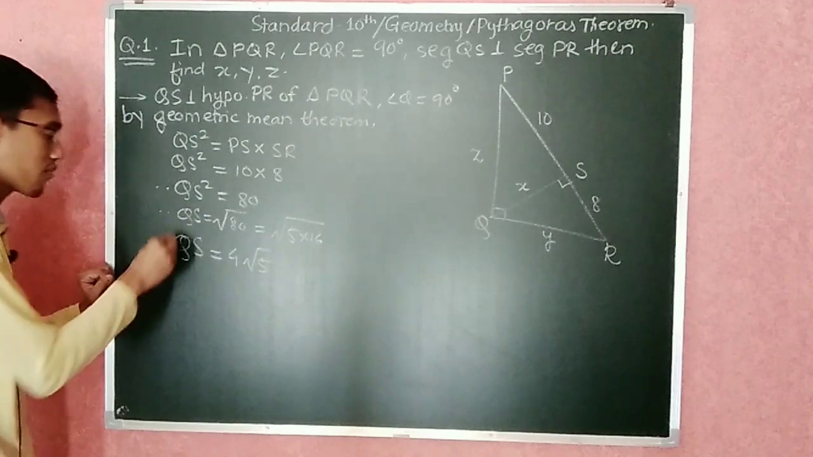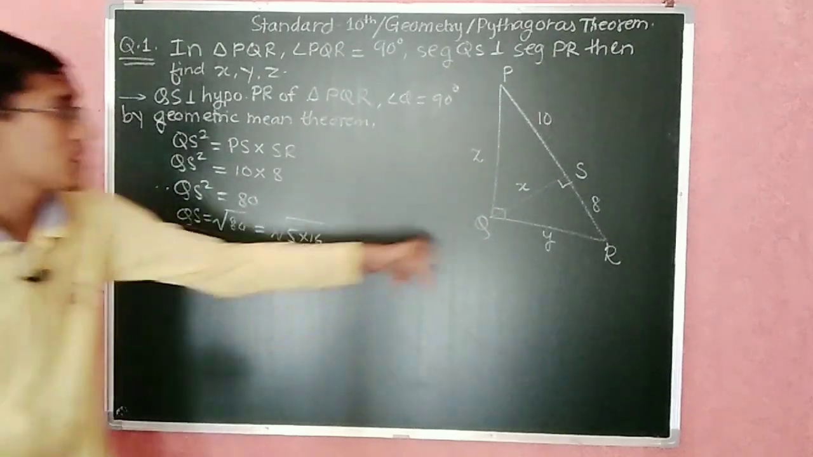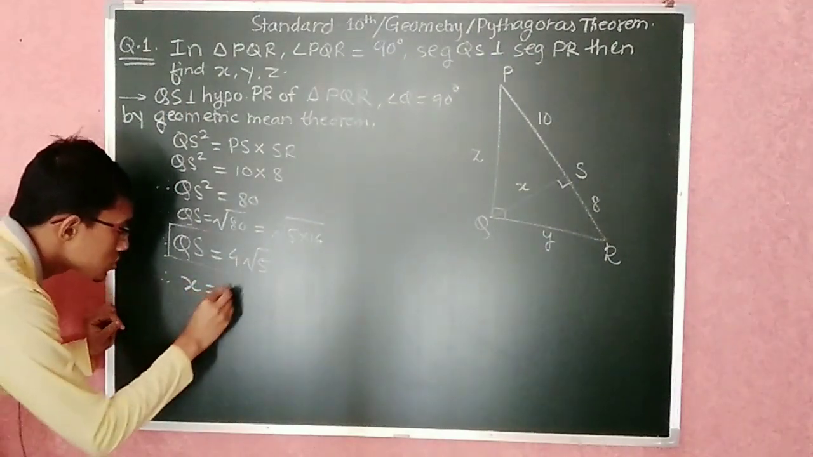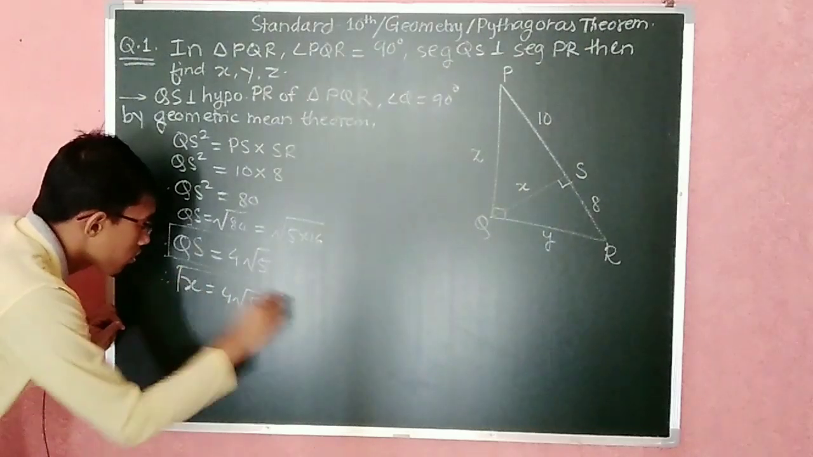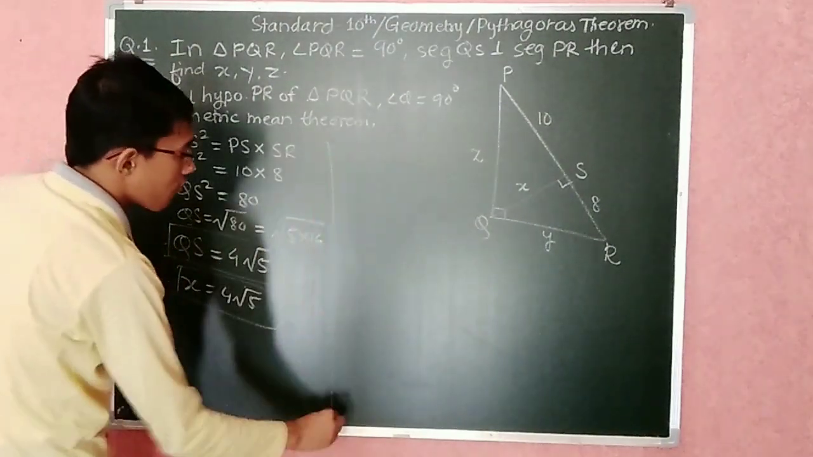What is the value of QS? It is 4 root 5. And what is QS? It is X. So we can state therefore X is equal to 4 root 5. Okay, this is the required answer for X. Then we will find the value of Y.